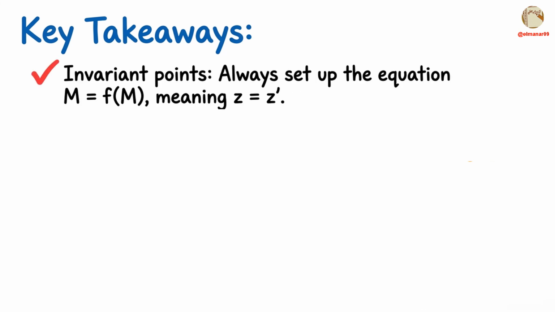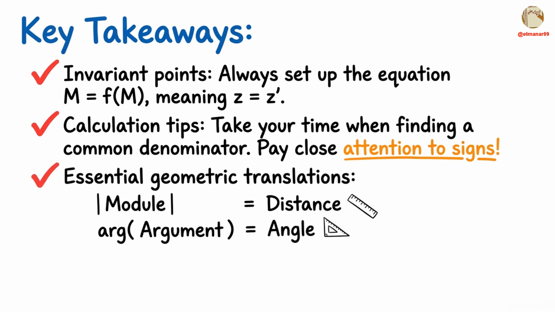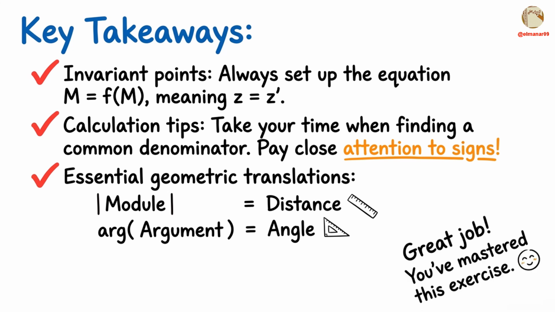Time for a quick recap of our first major takeaways. First, to find invariant points, always set z equal to z'. Second, when doing algebra, be a hawk about your signs. That's where the sneaky errors live. Third, always remember your translations. The modulus is for rulers and distance, while the argument is for compasses and angles. You're building a great foundation.